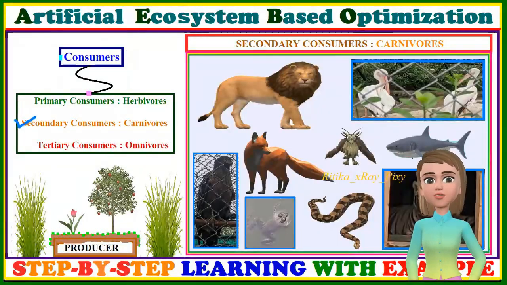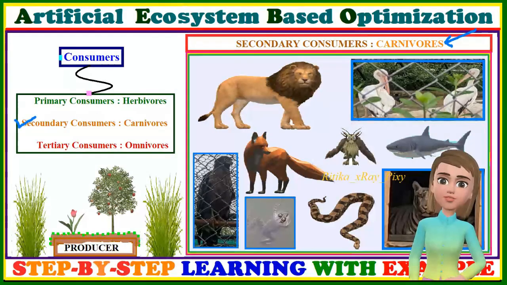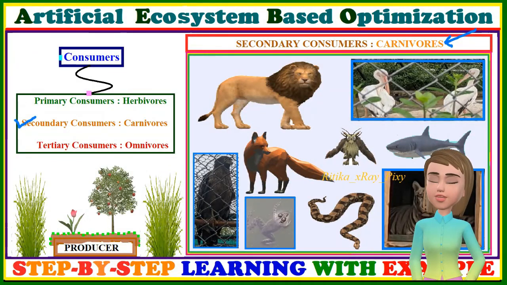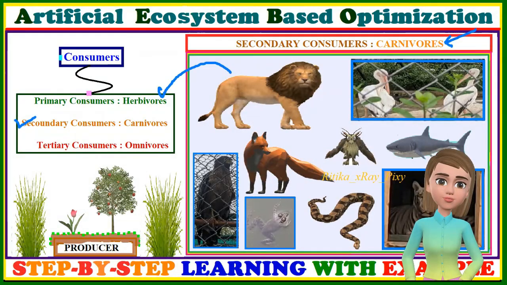The next type of consumer we have is the secondary consumer, that is, carnivores. Secondary consumers cannot make their own food, and they are dependent on other consumers for their food, or you can say they are dependent on the primary consumers for food and energy. Here you can see different types of secondary consumers: lion, fox, snake, frog, owl, shark, tiger, and others.